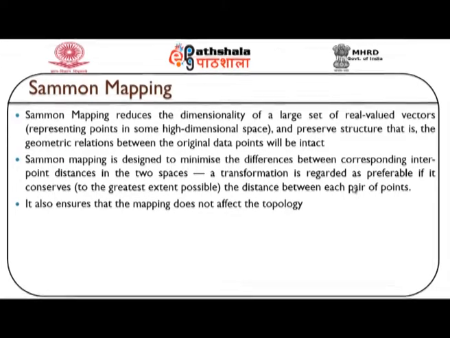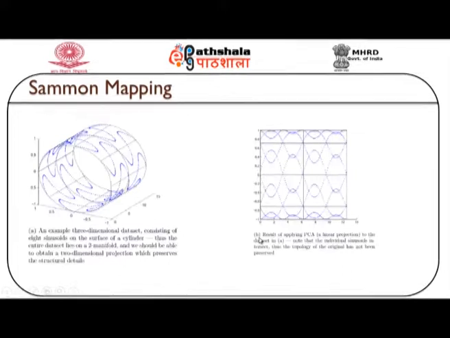The next kind of visualization is the Sammon mapping technique. This is another dimensionality reduction technique wherein the Sammon mapping reduces the dimensionality of a large set of real valued vectors which are representing points in some high dimensional space and preserves the structure, that is the geometric relations between the original data points will be intact. Sammon mapping is designed to minimize the differences between corresponding interpoint distances in the two spaces. That is, a transformation is regarded as preferable if it conserves to the greatest extent the distance between each pair of points. It also ensures that the mapping does not affect the topology as such.